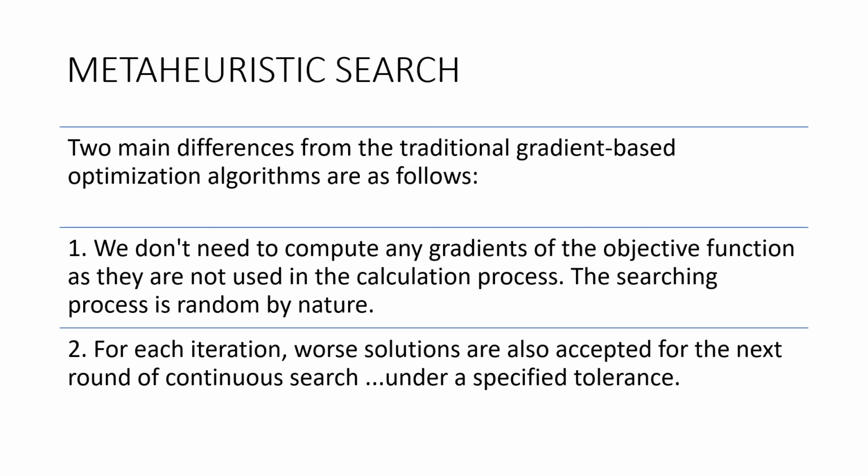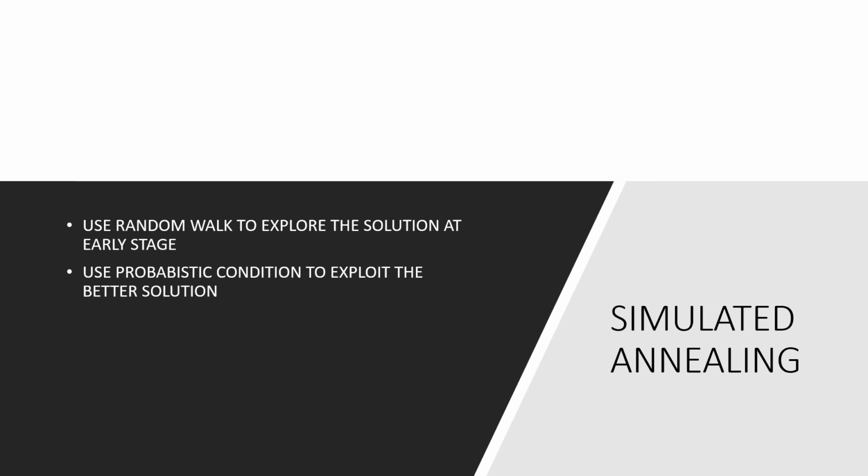Since simulated annealing is a single-agent search method, it can only get a single solution at a time. This solution can be either better or worse than the current one, which can be explained as follows. First, use a random walk to explore the solution at an early stage. Next, use probabilistic condition to exploit the better solution. This means non-improvement solution might be accepted as a candidate as long as it is satisfied the probability condition.